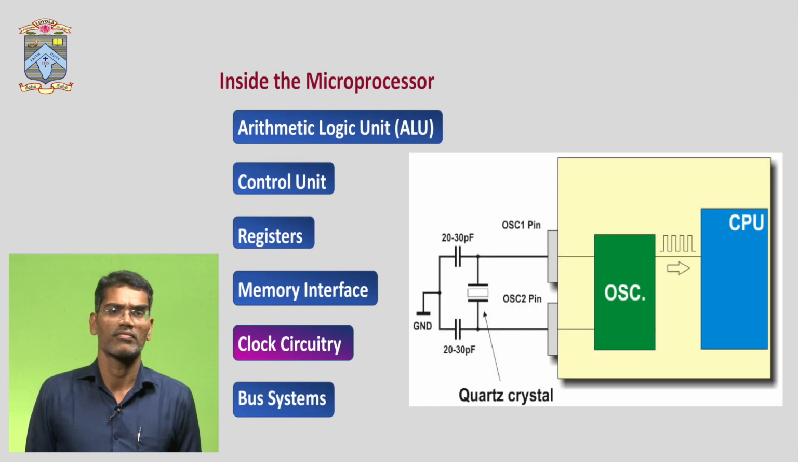Clock circuit. The clock circuit acts as the heart of the microprocessor. It generates periodic clock pulses. The clock circuit synchronizes all the components inside the microprocessor. The operational speed of the microprocessor also depends on the clock frequency. A crystal oscillator is used as a clock circuit. If the clock frequency is higher, then the operational speed of the microprocessor is also higher.